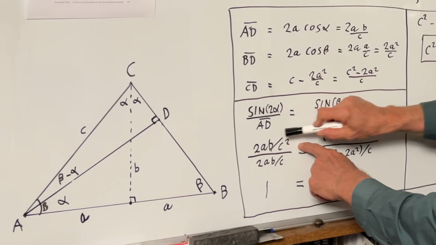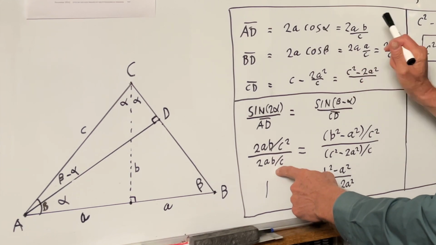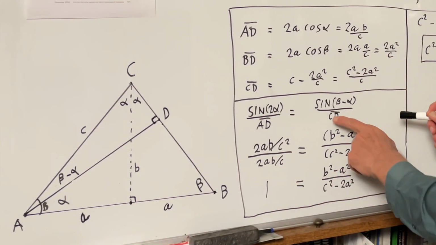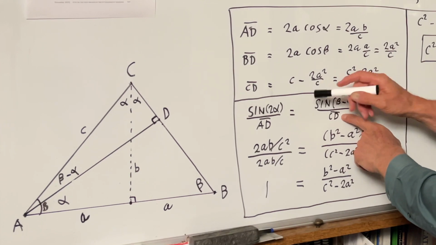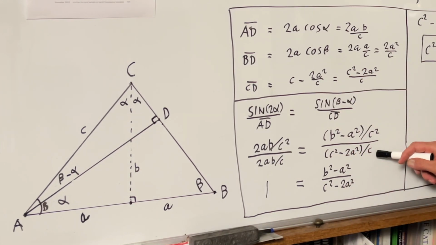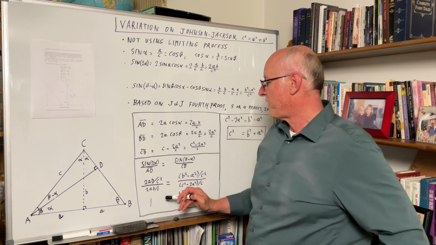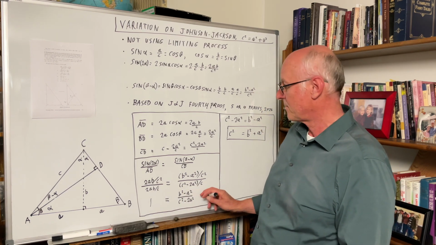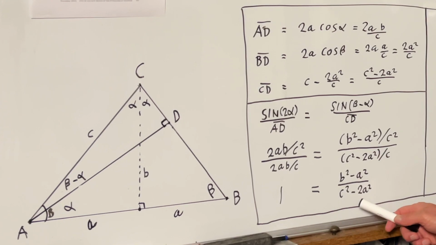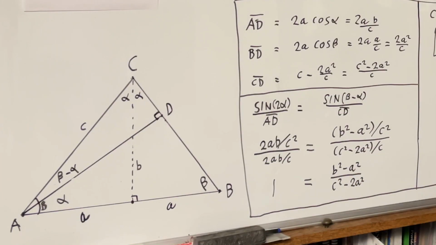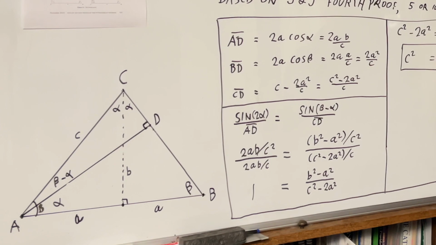And now just plug these values in. We got sine of 2 alpha is 2ab over c squared. AD is 2ab over c. Sine of beta minus alpha is b squared minus a squared over c squared. And then CD is c squared minus 2a squared over c. Looks fairly messy, but I'll let you simplify it, do some algebra here. It's nothing magic. Just do some cancellations. And you get 1 equals b squared minus a squared over c squared minus 2a squared. Simplify it further, and you get, excuse me, c squared minus 2a squared equals b squared minus a squared.